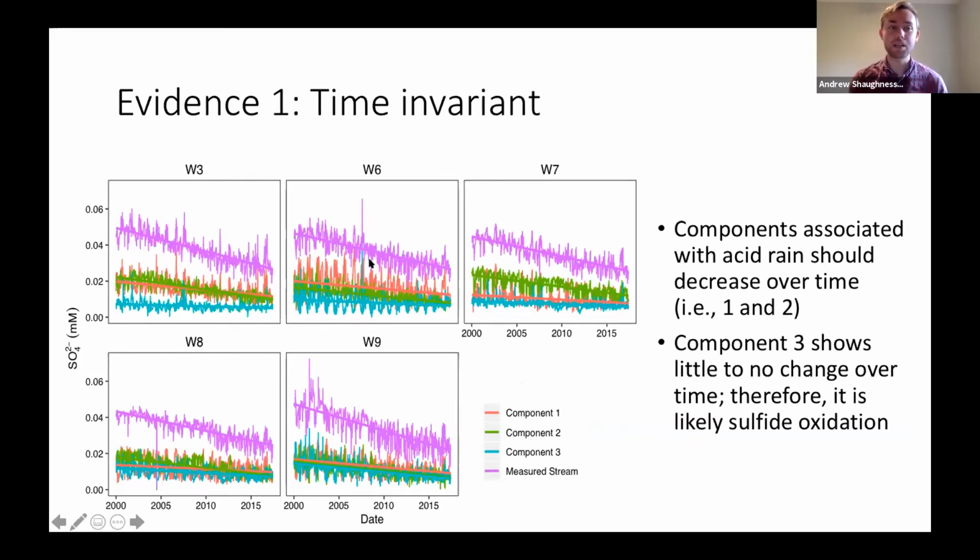And so when we look at the different component breakdowns for each of these subcatchments, what we see is there's really only one component that is time invariant, where the other two components are decreasing with time. And so that's going to be this component 3, most easily seen in this W3 subcatchment, where you can see that the concentration of sulfate in this component doesn't change significantly with time.